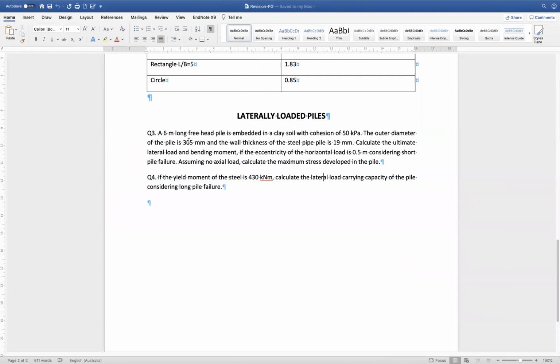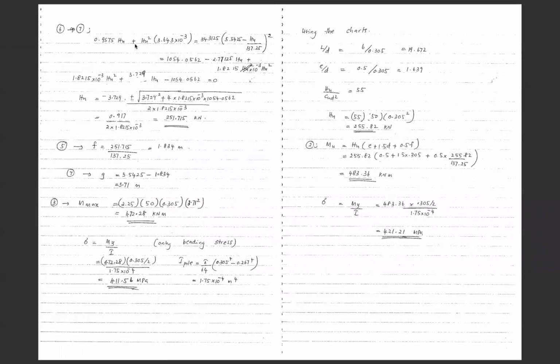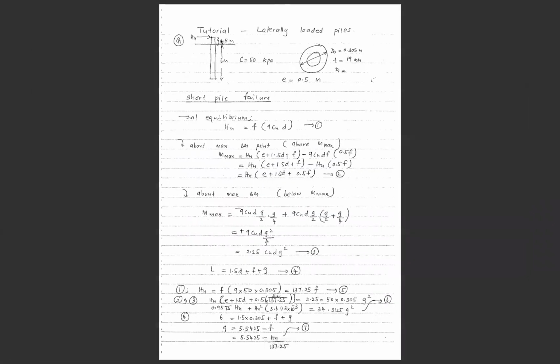Okay, so we're going to draw a simple chart to simplify the problem. We have the pile here as 6 meters. We have the eccentricity as 0.5 meters. We have the H ultimate acting at the top of the pile, embedded in a cohesive soil with undrained shear strength of 50 kilopascal. And this is the layout or the cross section of the pile with external diameter 0.305 and shell thickness as 19 millimeter. You can work out the internal diameter by subtracting these two values from each other. We have the eccentricity given as 0.5 meter.